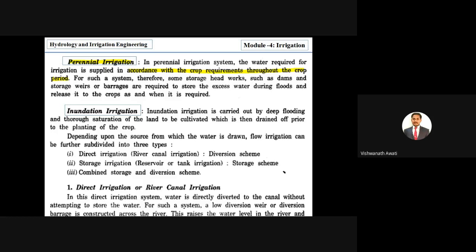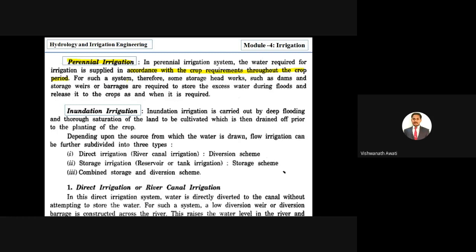Wilting point means even if the water is available, the crop is not ready to take the water, that is the wilting point, right. Up to harvesting, water has to be supplied, and that water is supplied continuously as much as it is required. That's what is called perennial, throughout the crop period.